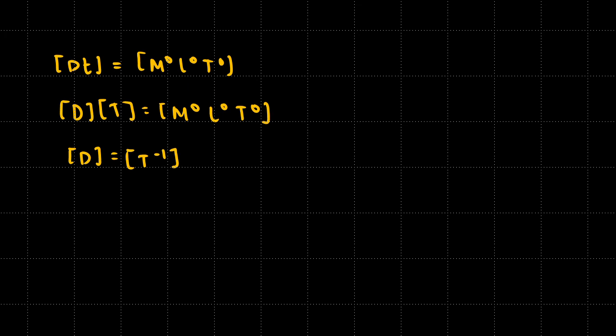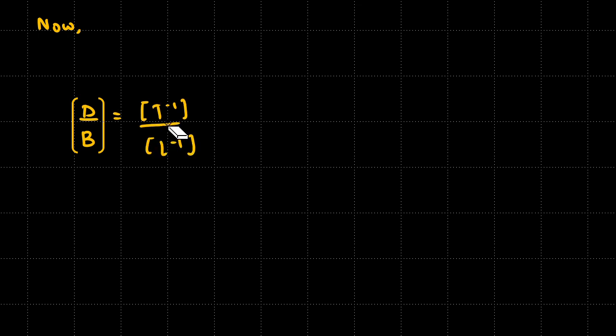Now let's find the answers that the question has asked us. First of all, we need to find the dimension of d by b. The dimension of d is per time, whereas the dimension of b is per length, which means d by b will leave us with length per time, which is the dimension needed.